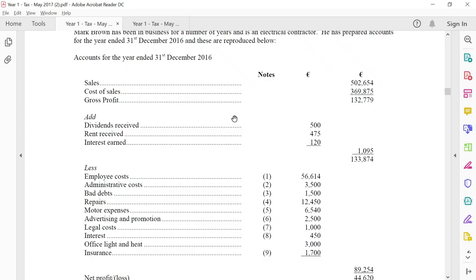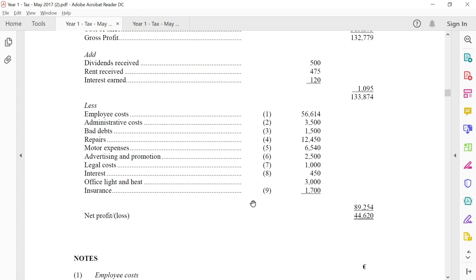The first thing I'm going to do is look and see if there are any expenses which do not have a note beside them. For example, office light and heat is 3,000, and I'm going to assume that there's no issue with that. I've got no reason to suggest that expense should be added back, and therefore I'm not going to add it back. So I'll just work down in sequential order.